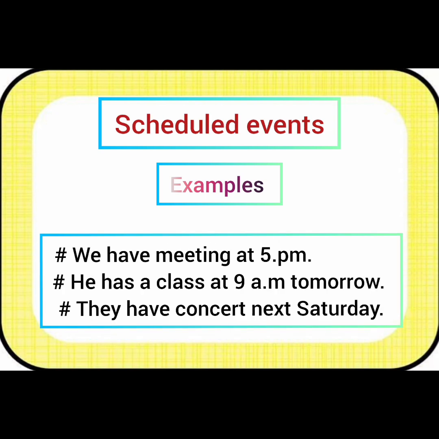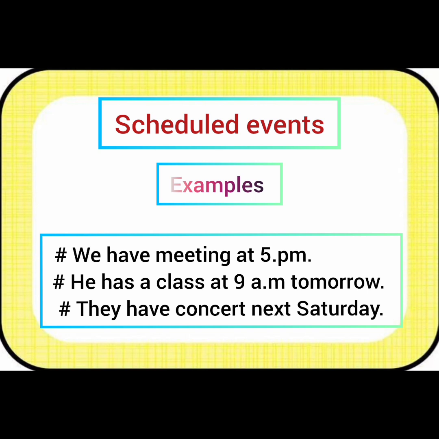Then the next one is scheduled events. We have meeting at 5 p.m. He has a class at 9 a.m. tomorrow. They have concert next Saturday. So this was all about the definition of present indefinite or simple present tense.